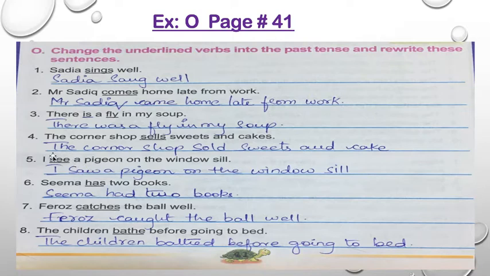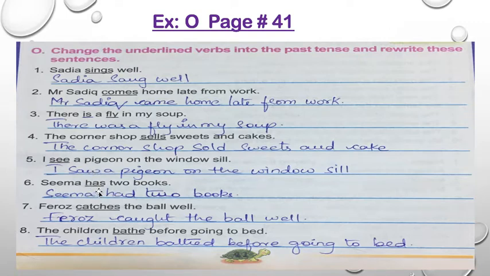Next, fifth one, I see a pigeon on the windowsill. Okay, so see is in present tense. Let us change it into past tense. I saw a pigeon on the windowsill. So see will be changed to saw. Okay, see, saw is the past tense form, isn't it? So underline saw.